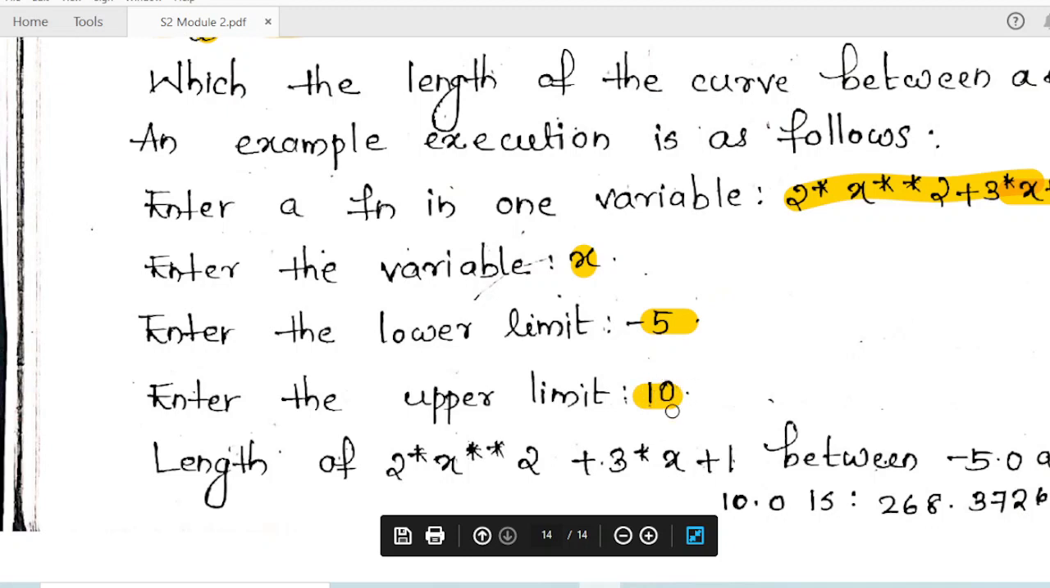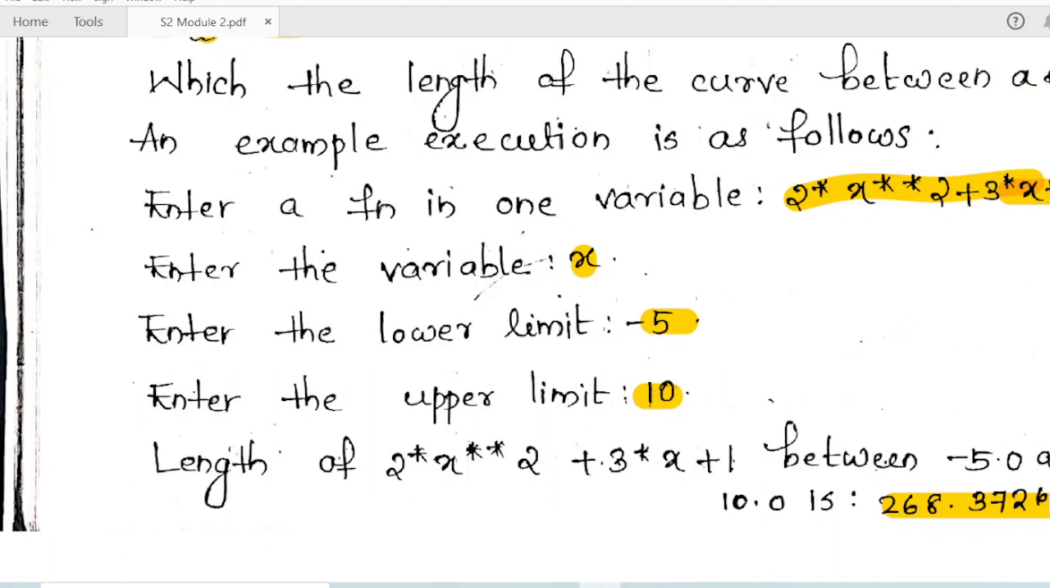അത് കഴിഞ്ഞ് ഈ ഒരു 10 കഴിഞ്ഞിട്ട് നമ്മൾ എൻ്റർ ചെയ്യുമ്പോൾ ഉടനെ this is our final output. That is enter the length of 2 x square plus 3 x plus 1 between this and this is this particular value. So this will be our final output. So by this we complete our second module.